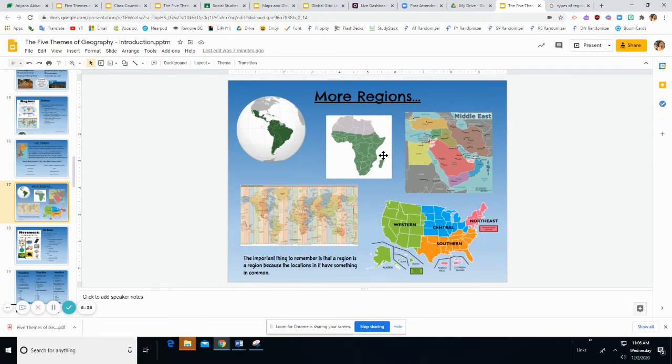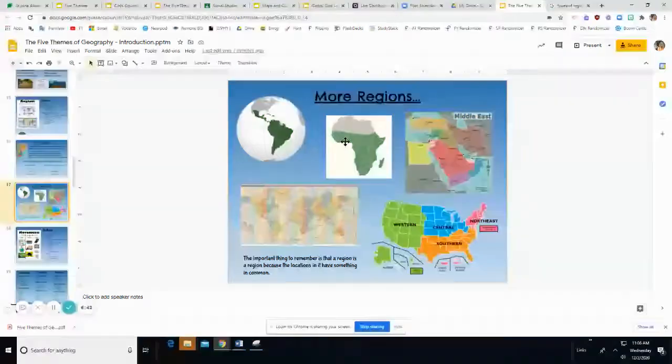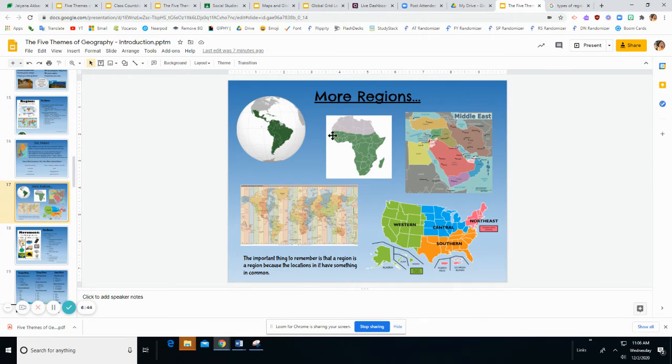Same for this part of Africa, which is Sub-Saharan Africa. Here's the Sahara Desert. These countries that are all below that have a lot of things in common as far as their culture, their climate, the animals, whereas Saharan Africa is very different with its climate. It's very dry. It's all desert. So that's why they don't include it in this region.